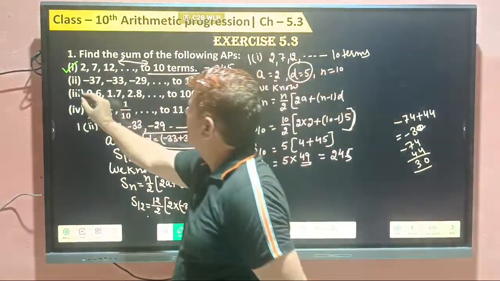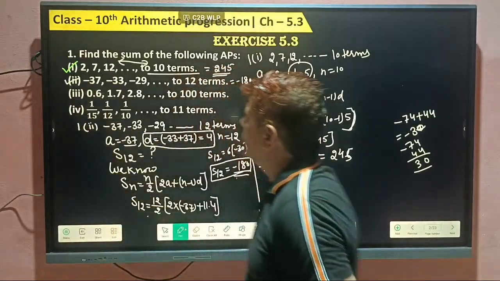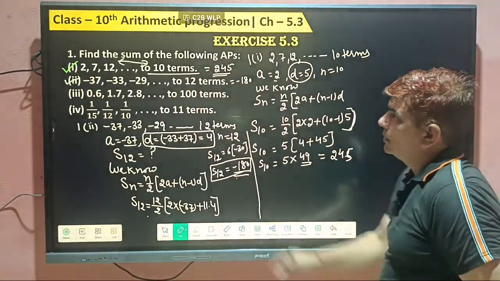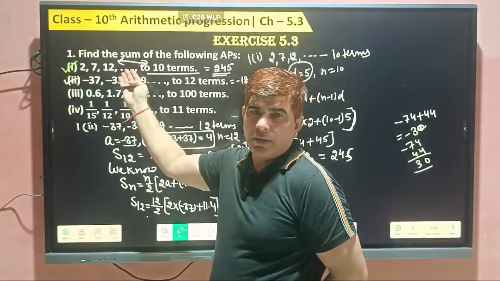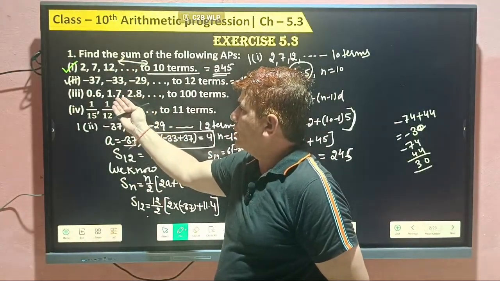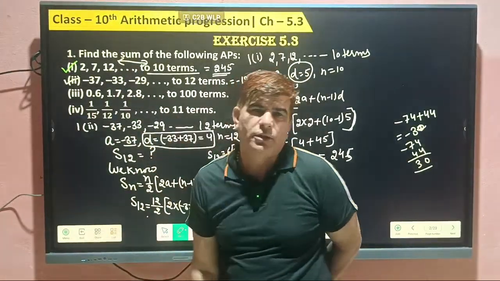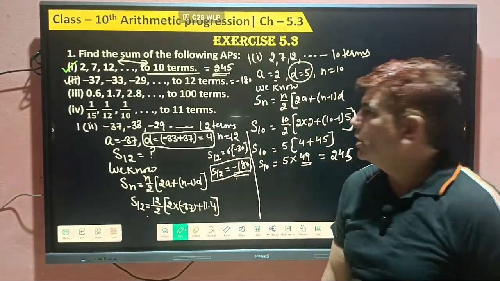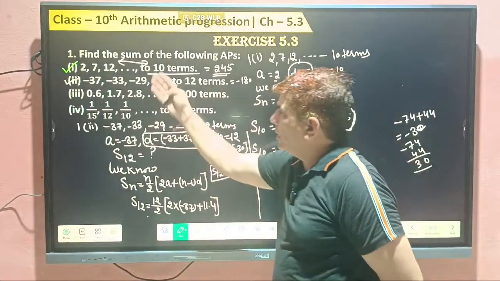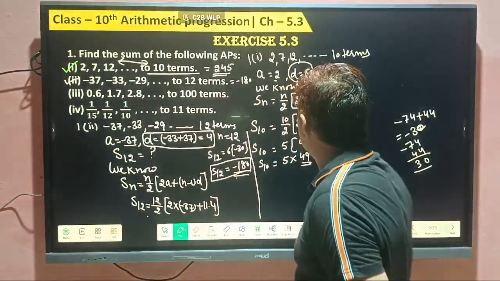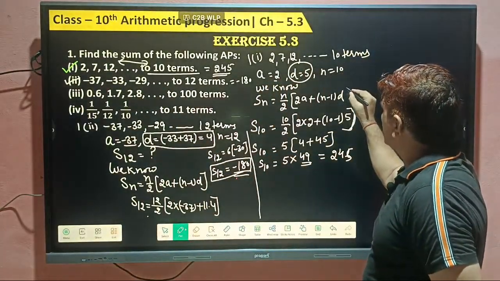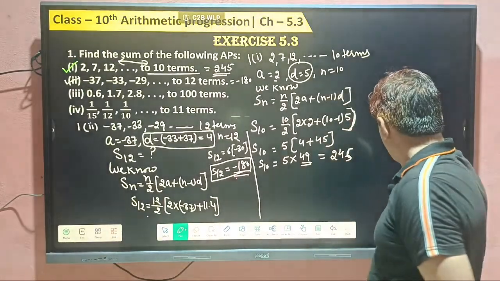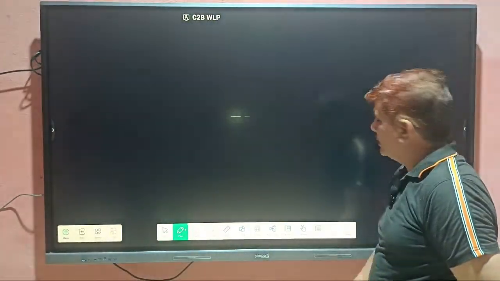This also we have done. Now next part. First one is simple, second one is negative, third one is in decimal form, fourth one is in the form of fraction. If you know how to calculate with this formula, the formula remains the same.